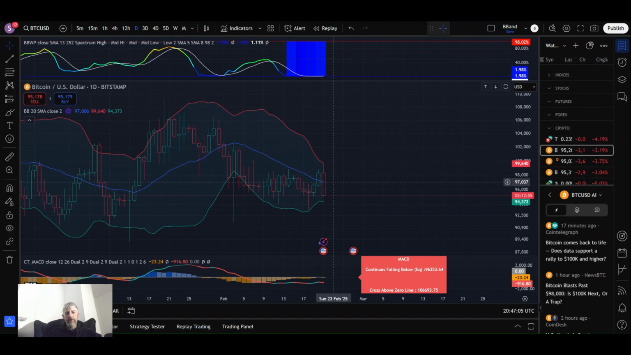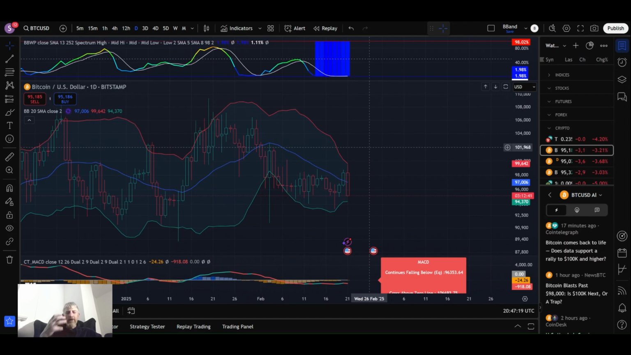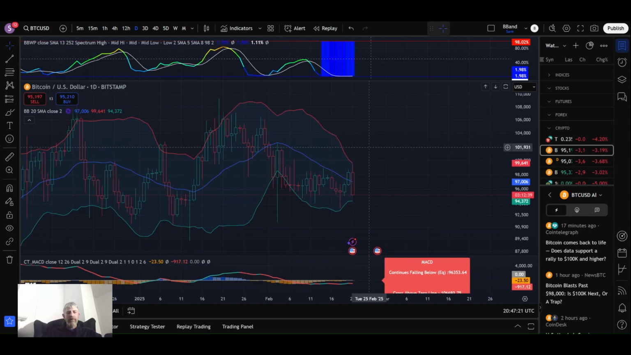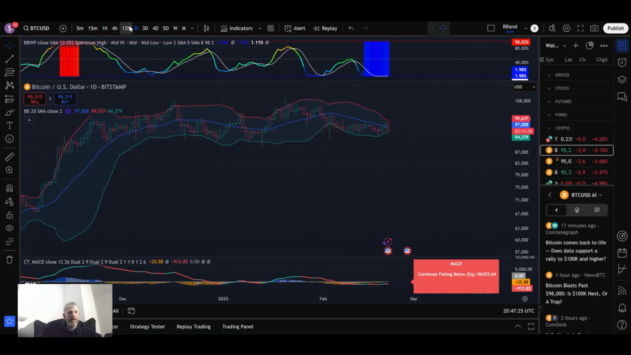But if Bitcoin starts to close dailies back above 97 and volatility expands, then it'll be an upside move. It's as simple as that. You can see momentum still to the downside. It's just kind of going straight, really. So this is all sort of, it's just testing everyone's patience at the moment, I think. That's probably the easiest way to explain it.